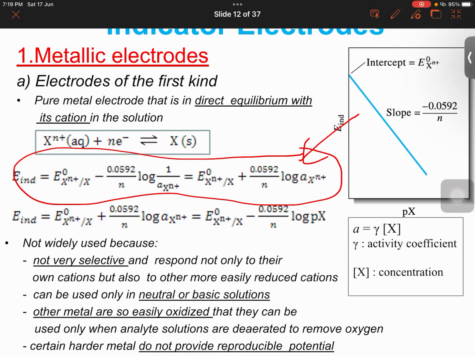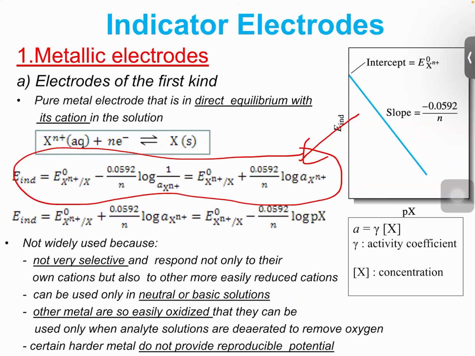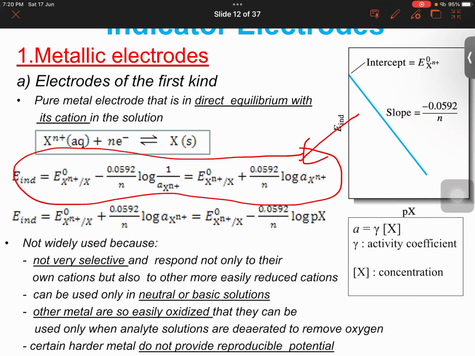Of course, it is not very selective and responds only to their own cations. For example, if you want to analyze copper ions, so we use copper metal as the electrodes. Some metals are easily oxidized, okay, so it's not really useful for indicator electrode.